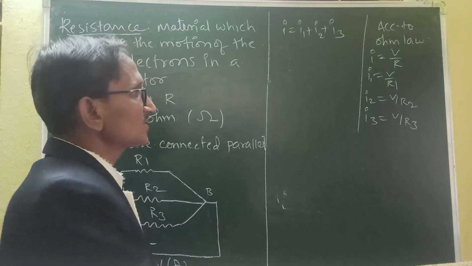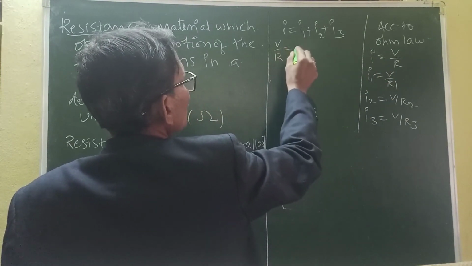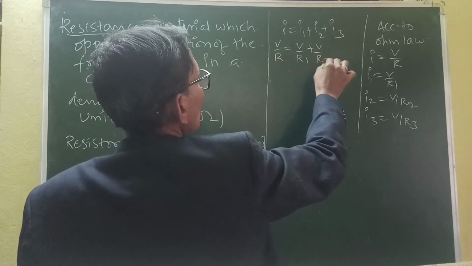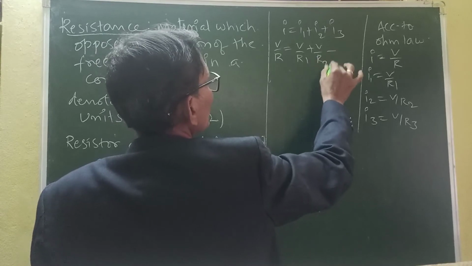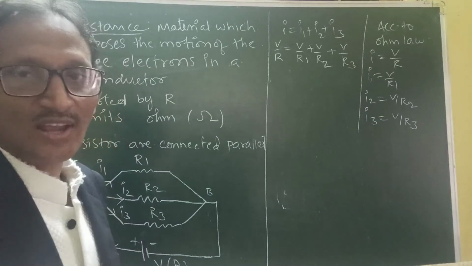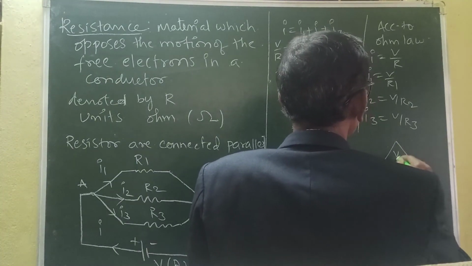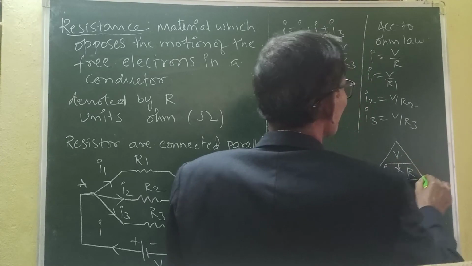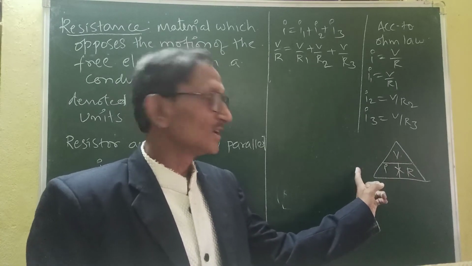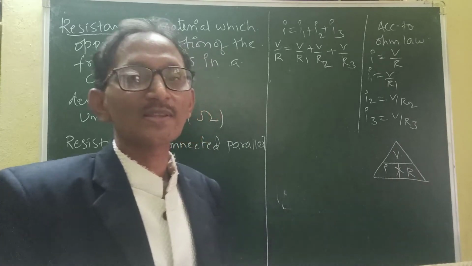When you substitute all these equations in the main equation, we have I is equal to V by R, I1 is equal to V by R1, I2 is equal to V by R2, I3 is equal to V by R3. That is from Ohm's law. From the magic triangle, V is equal to I into R. Anything which we want, the remaining two should be considered. If you want current, V upon R. If you want resistance, V upon I. This is how we can remember it.